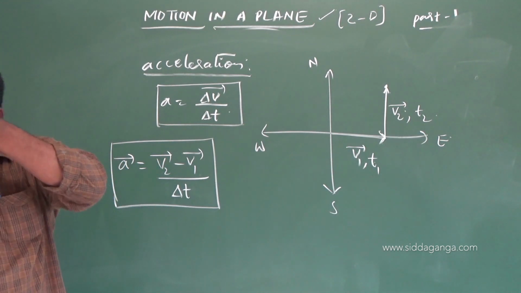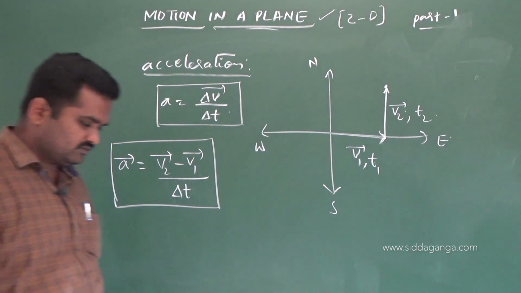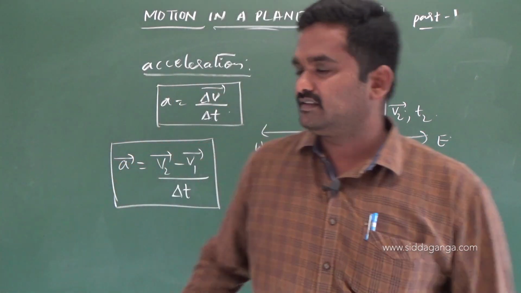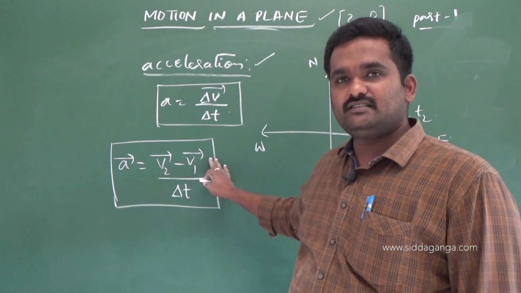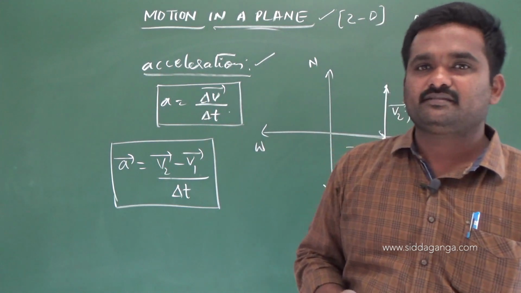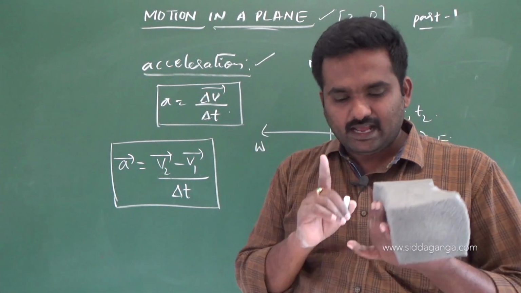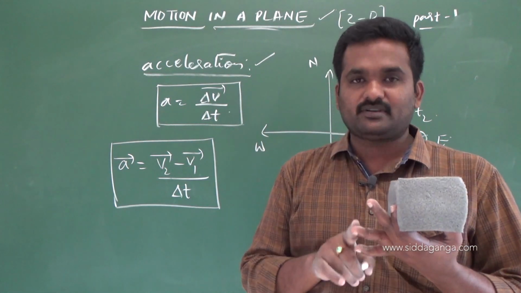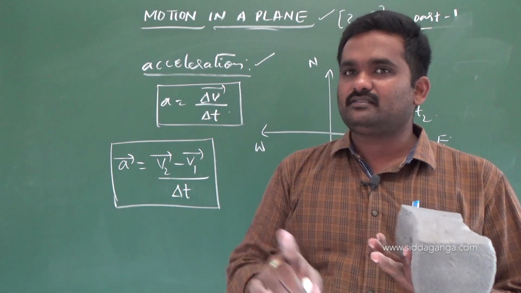I will give some examples and I will ask you to do them with directions also, how to find the magnitude, directions and everything. Just have an idea for acceleration: change in velocity divided by time taken. The only thing you need to have in your mind is how we can add two vectors, how we can subtract two vectors, and how we can find the direction of that addition or subtraction.